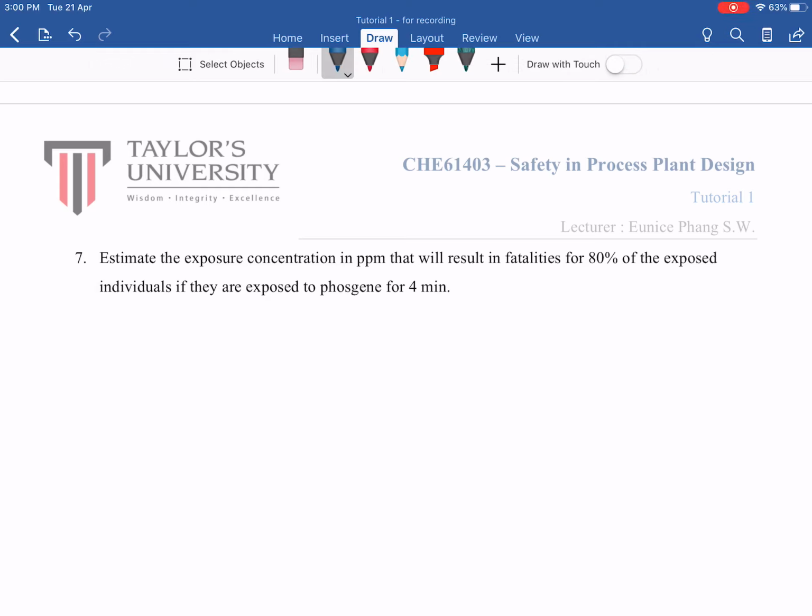So the next question: estimate the exposure concentration in ppm that will result in fatality of 80% of the exposed individuals if they are exposed to phosphine for 4 minutes. Just now we were looking at the durations at a given concentration. Now, given a duration, we want to find the concentration that will result in an 80% death rate for phosphine gas. So t is 4 minutes.